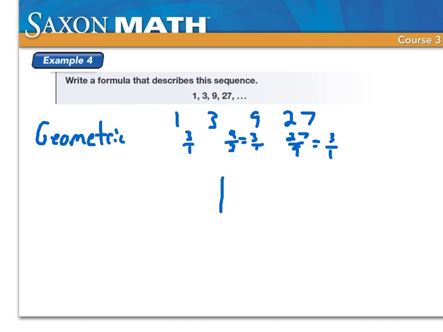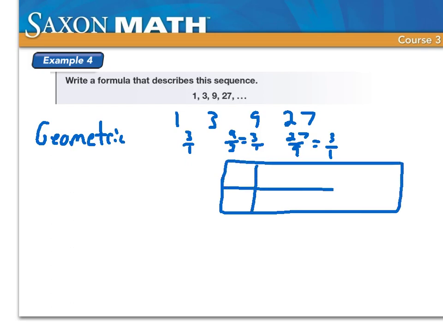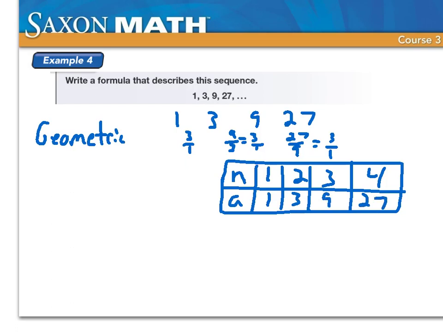And I can make a little table here again to demonstrate how this looks. We have the number of the term and the value of the term. Again, I have 4 terms, and the 4 terms are 1, 3, 9, and 27. And we need to figure out how to write a formula for this. Well, a geometric sequence is a little different than an arithmetic sequence. It always follows this formula.